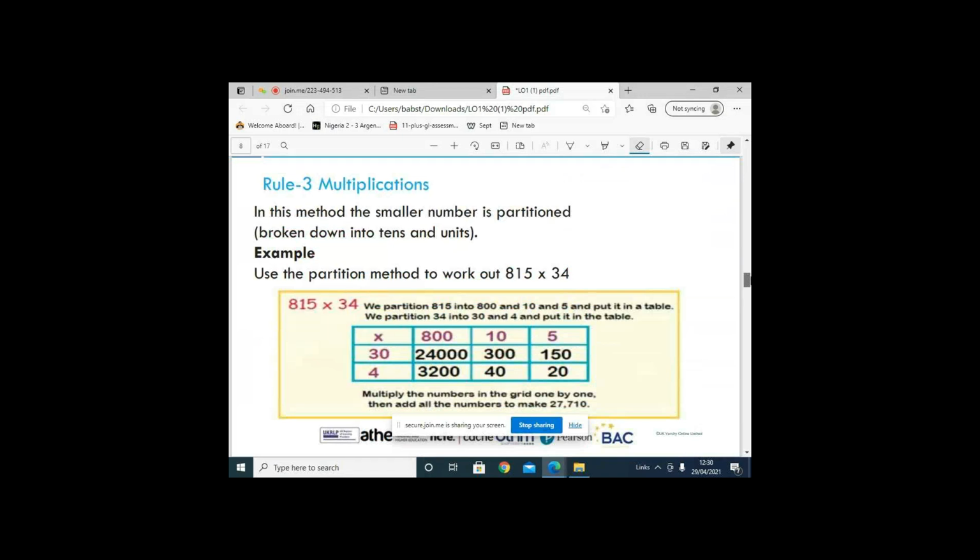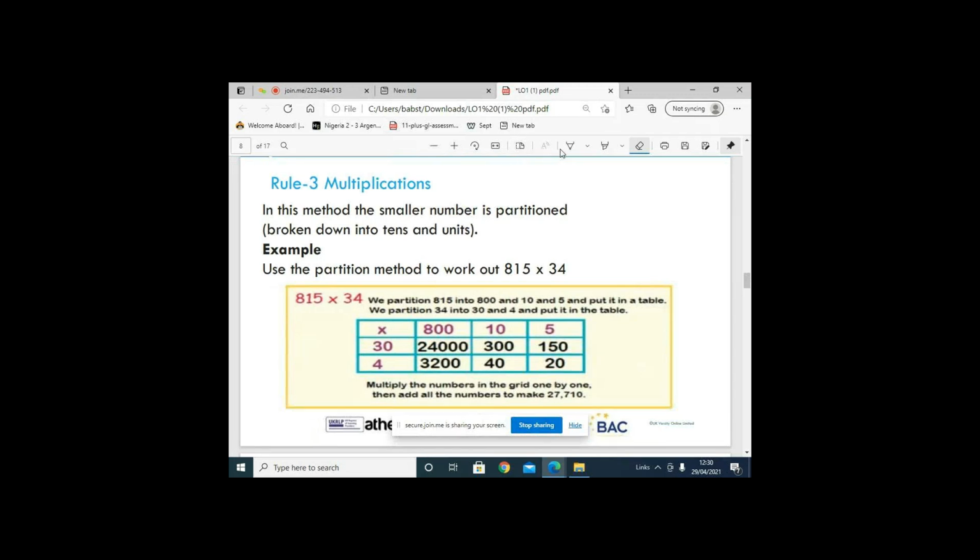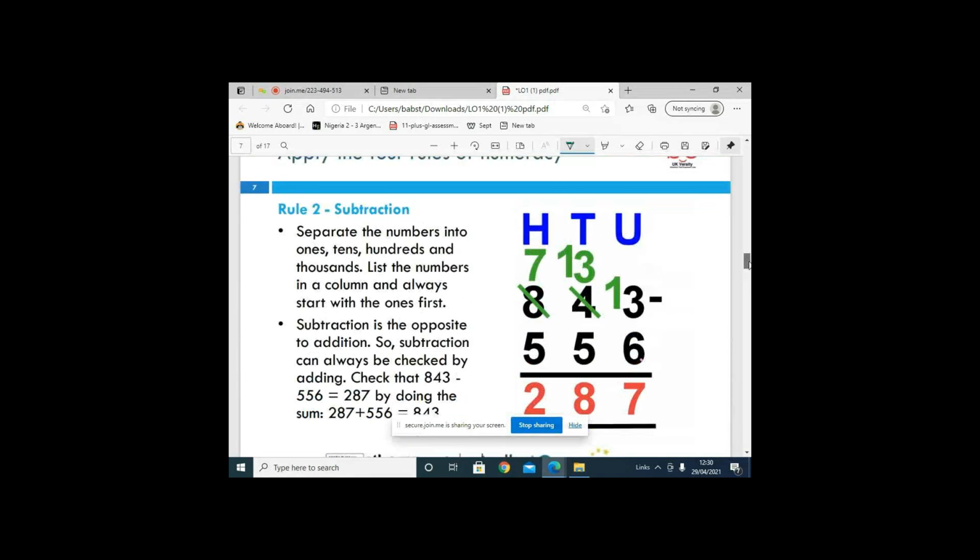So the next part is multiplication. This is like a different way of doing multiplication. For example, you multiply 3 numbers by 2 numbers. In this case, you have, sorry, before we leave subtraction, I want to give you this one to do.